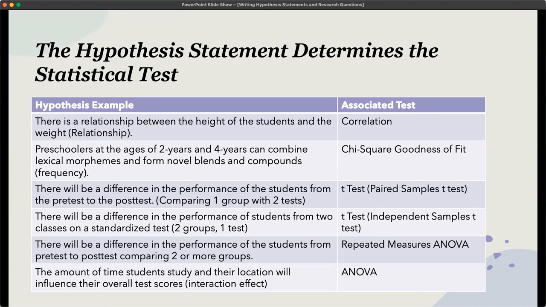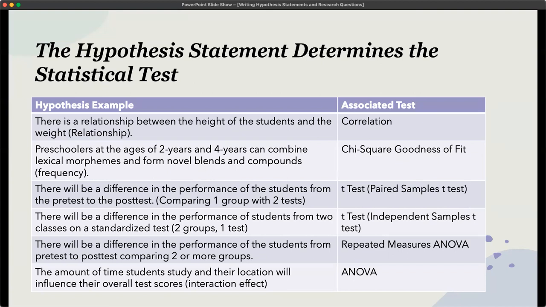Now, let's say we have two groups. We've got a control group and an experimental group, and they're doing a pre-test and a post-test. So there will be a difference in the performance of the students from pre-test to post-test comparing two or more groups. Now, all of the participants in the study have gone through all of the conditions. So the measures have been repeated for all participants. This is a repeated measures ANOVA.